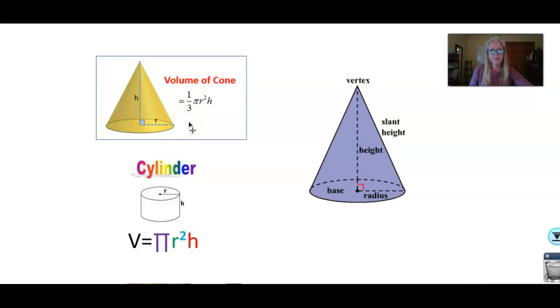You know why? It takes 3 cones with the exact same base as the cylinder to equal the volume of the cylinder. That's why this is basically the formula for a cylinder divided by 3, all right? Because it takes 3 cones to fill a cylinder with the same radius and height.